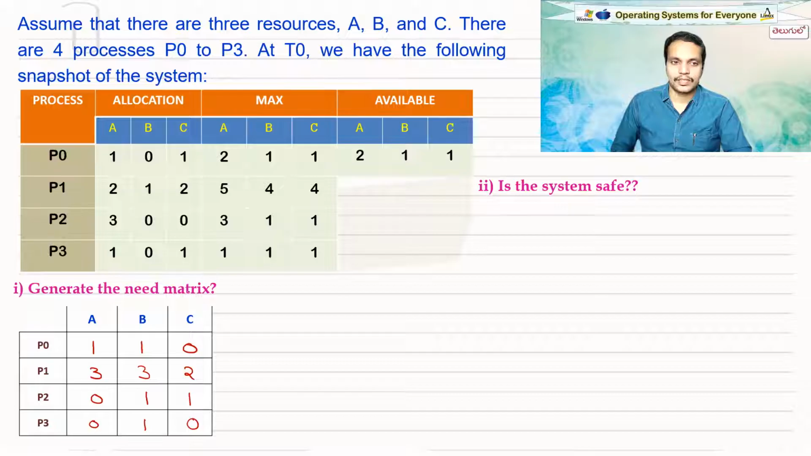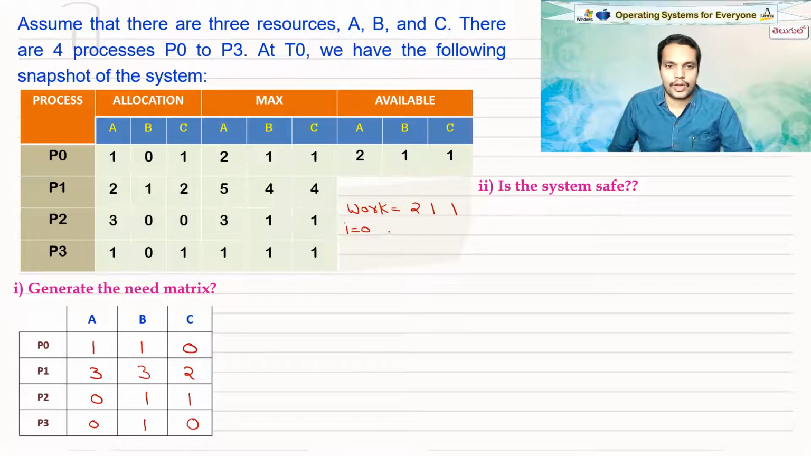So this is the need matrix which is written. Now it is asked me to find out if the system is safe. Once again, let's work with our algorithmic approach. First, what I need to do is work is equal to available, which is 2, 1, 1. Now let me start with I is equal to 0. I is equal to 0's need is 1, 1, 0.